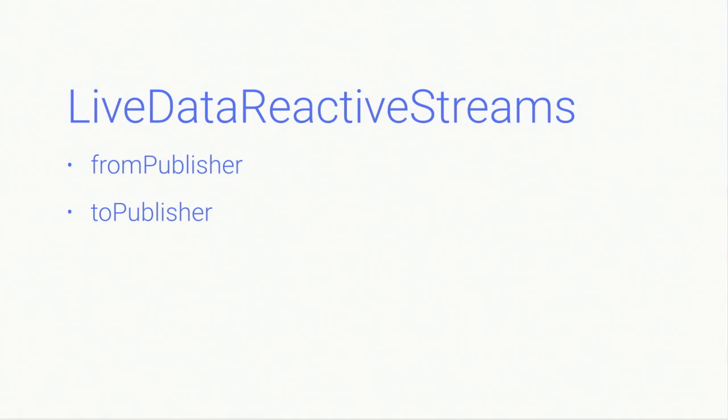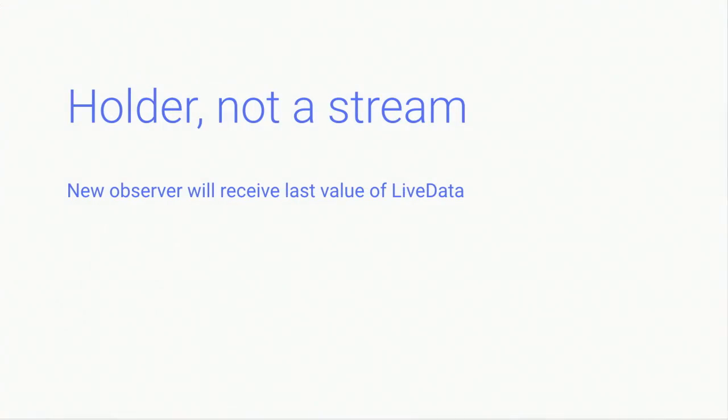And we will actually help you to do that. We have this extension to our library, which gives you the possibility to create LiveData from a publisher and create a publisher from LiveData. So this integration should be quite smooth. But I want to highlight a key difference between RxJava and LiveData. As Ade already said, LiveData is a holder, not a stream. So we have a reference to the last value, and observers immediately receive the last value when they start to observe LiveData.